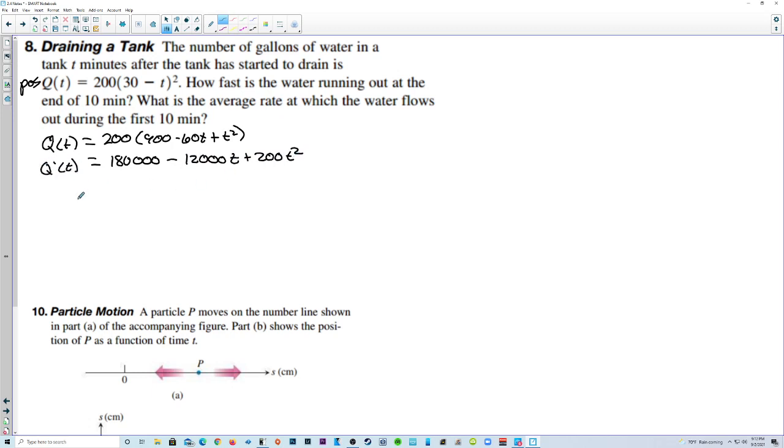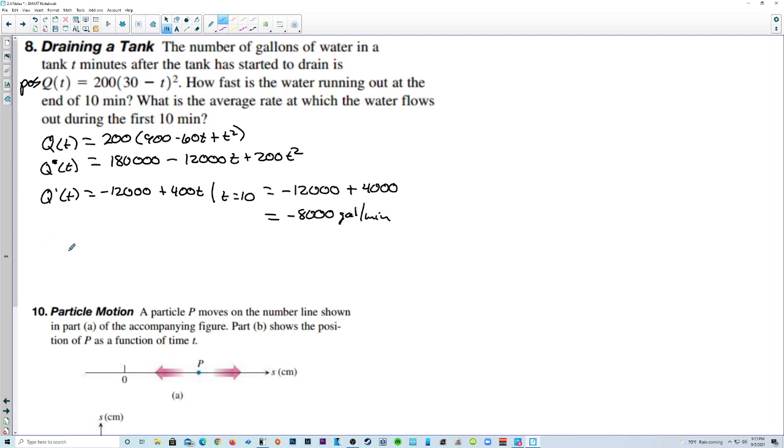That's still the position function. And it says how fast is the water running out at the end of 10 minutes. So we want, that's not Q prime, that's just Q. So Q prime of t is equal to negative 12,000 plus 400 t. Now we're going to evaluate that when t is equal to 10, which is negative 12,000 plus 4,000. So that's going to be negative 8,000, and we're going to go with gallons per minute.